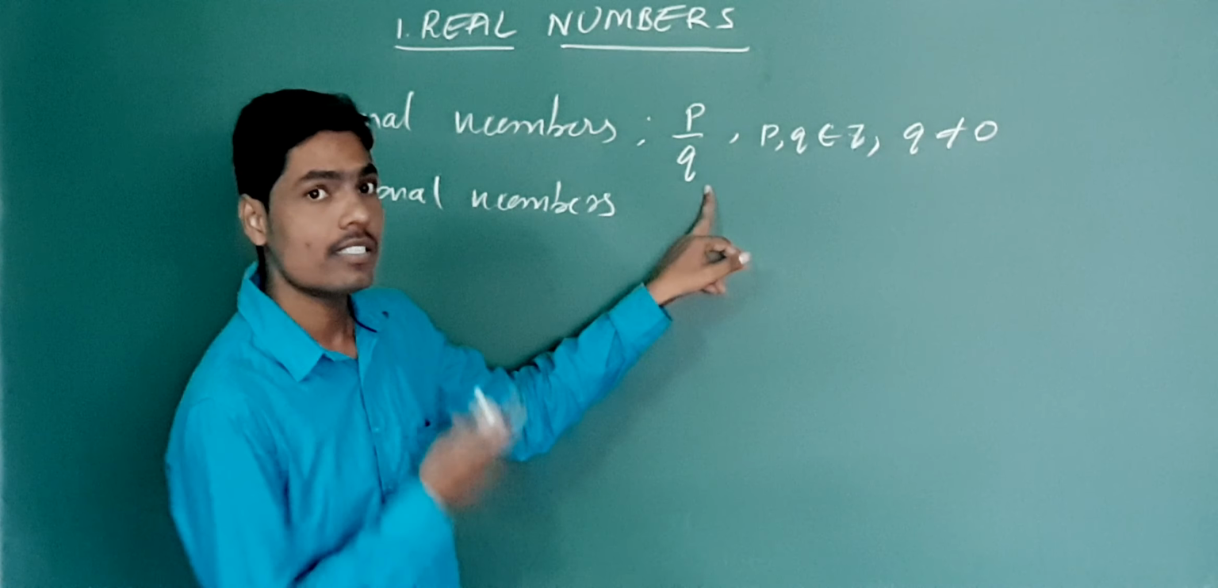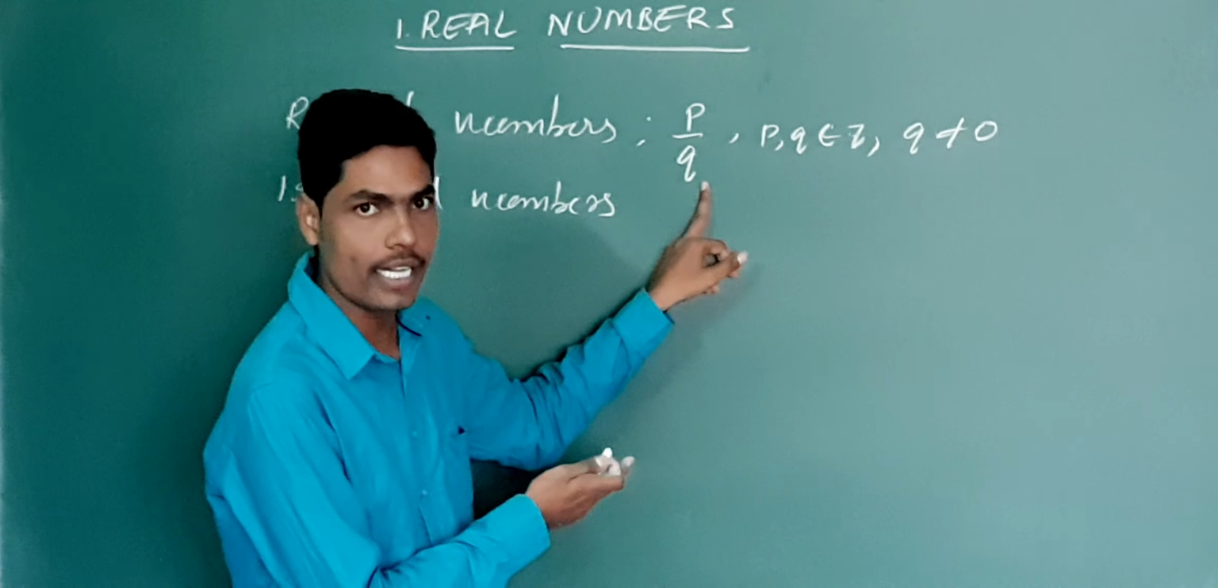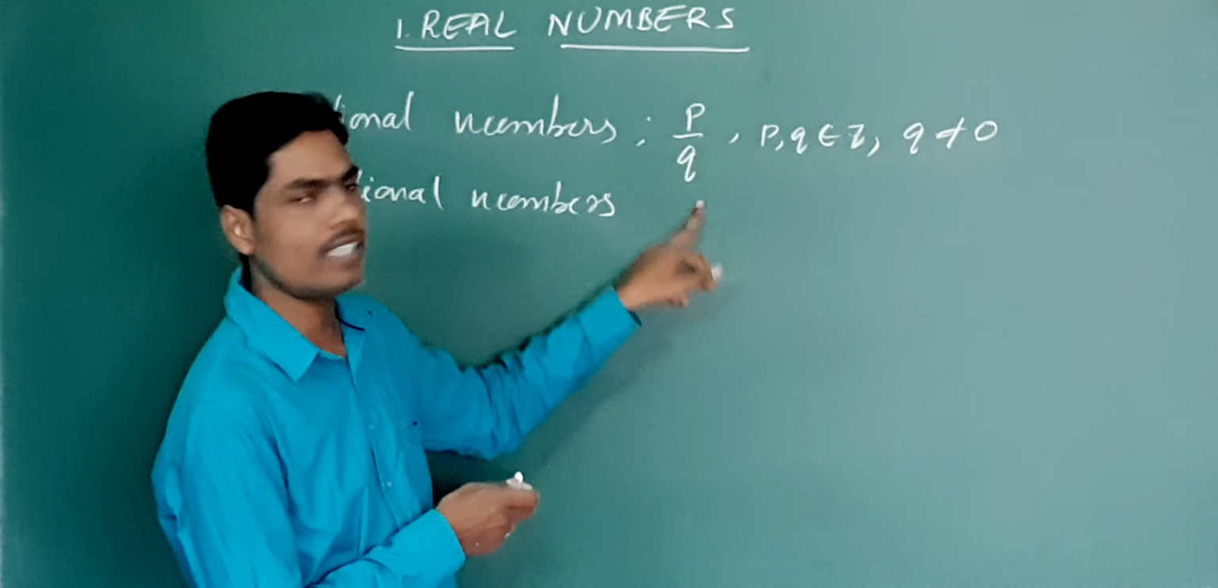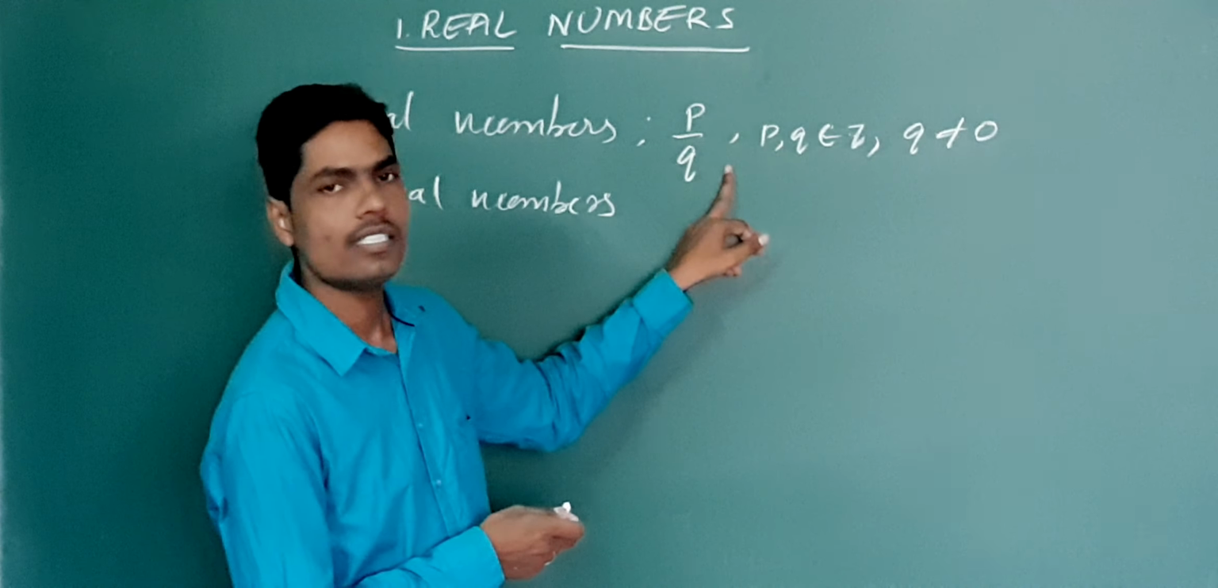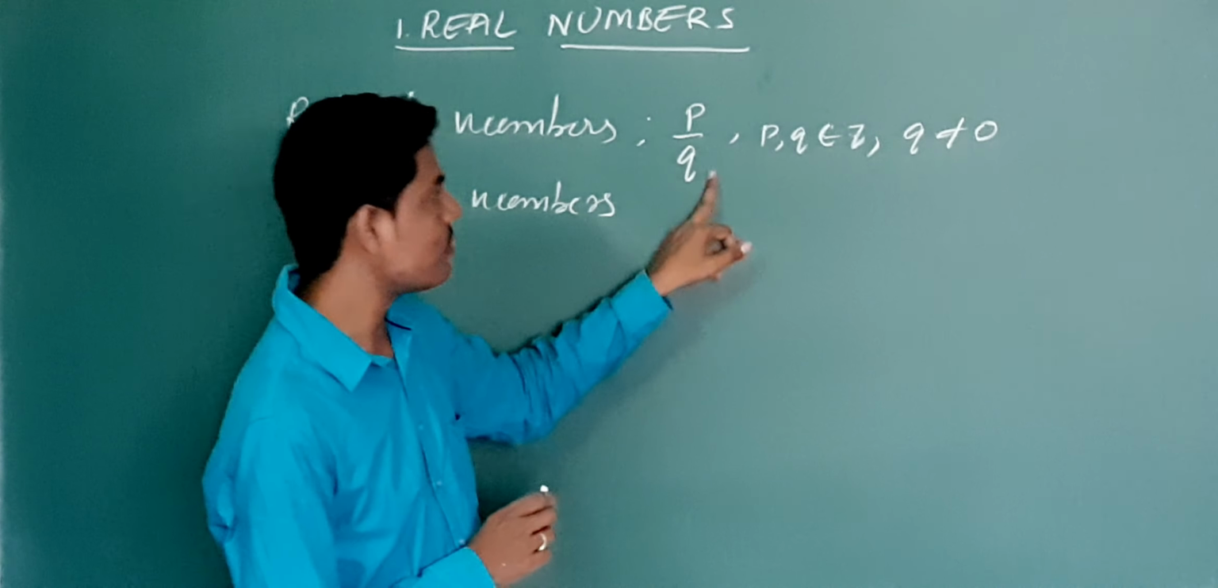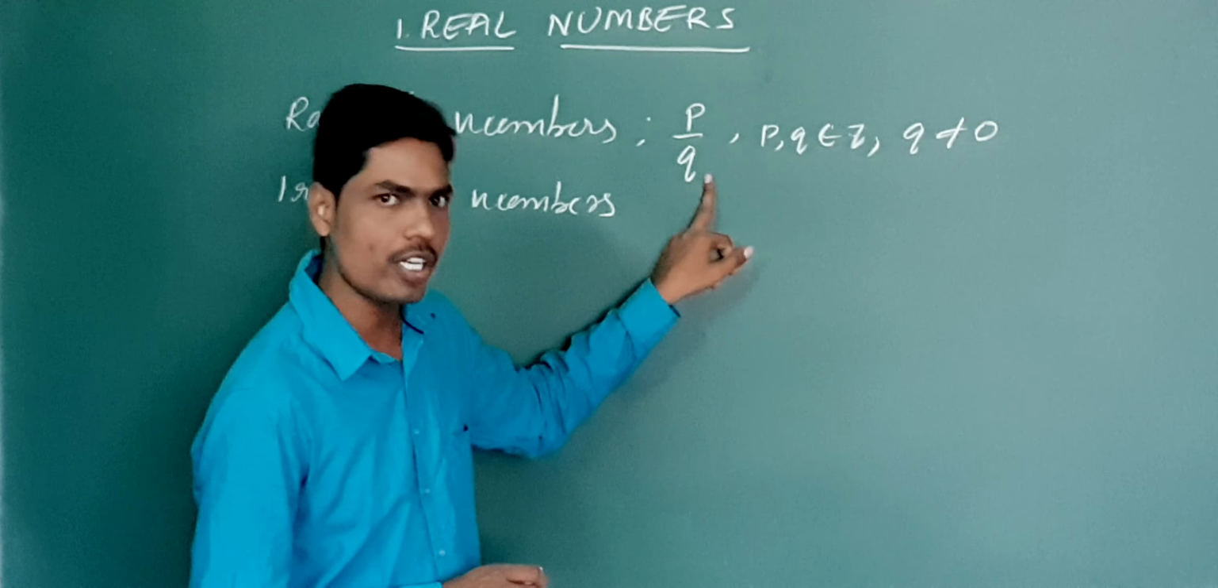Q is here playing the role of denominator. That means if the denominator is 0, we cannot divide in a proper way. So that's why q should not be equal to 0.